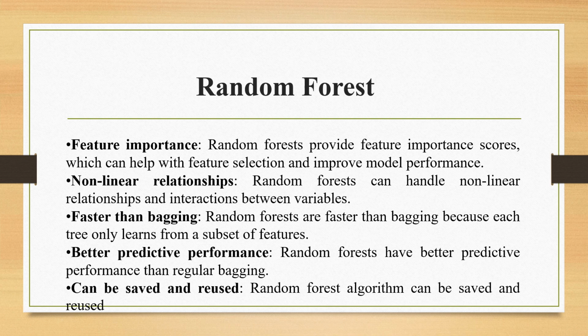Next one is non-linear relationships. Random forests can handle non-linear relationships and interactions between the variables. Faster than bagging: random forests are faster than bagging because each tree only learns from a subset of the features. Better predictive performance: random forests have a better predictive performance than regular bagging. Here we are learning about a new word, bagging, whose explanation will be discussed in the upcoming slides. Also, a random forest algorithm can be saved and reused.